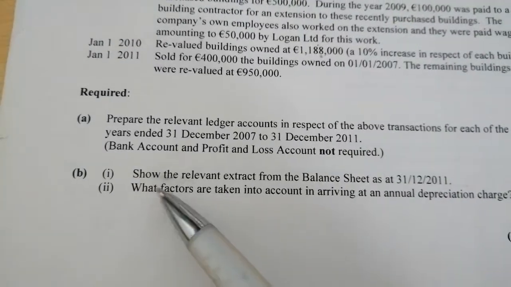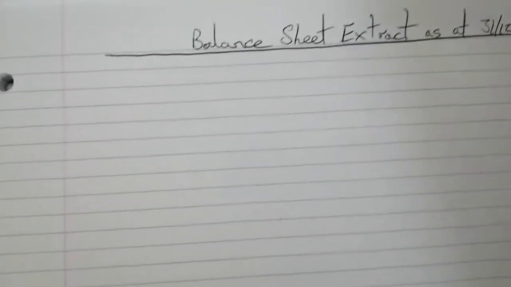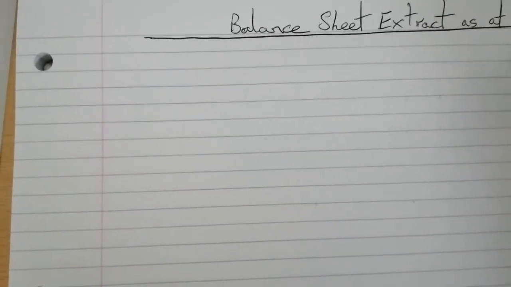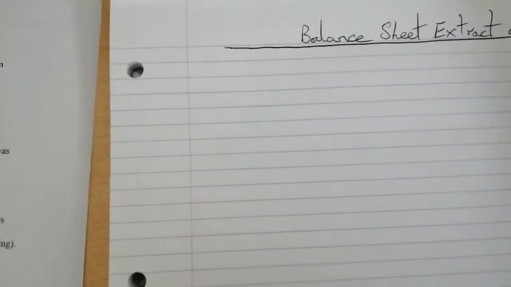Okay, welcome back. So for the last part of the question then, the last bookkeeping part of the question anyway, it says, show the relevant extract from the balance sheet as at. So the balance sheet extract is just any part of the balance sheet that is relevant to this question that we're doing. So since the question is all about revaluation of fixed assets, the fixed assets section of the balance sheet will be the first relevant part.